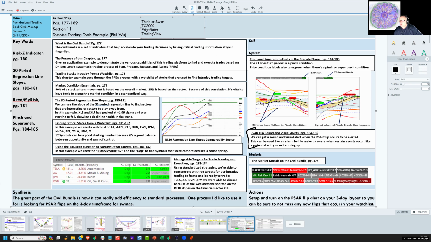And that's discussed on page 184, especially useful on swing trades, but also very powerful intraday.